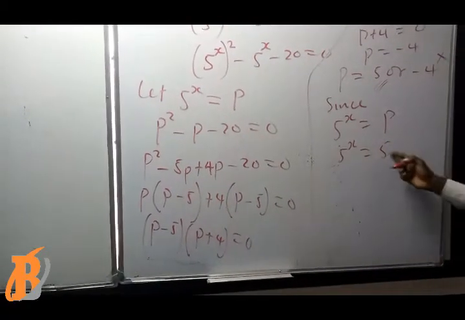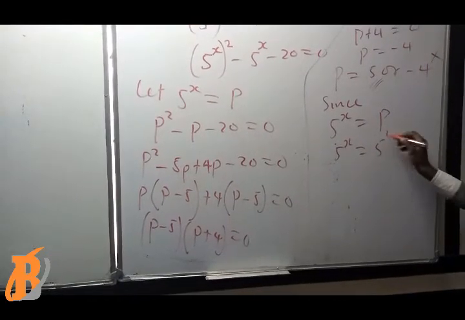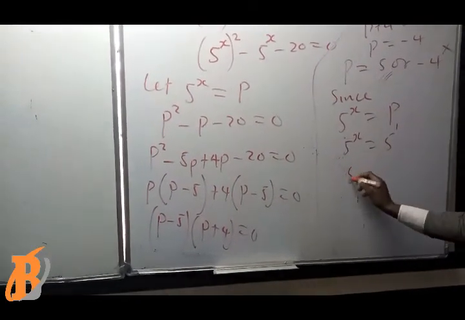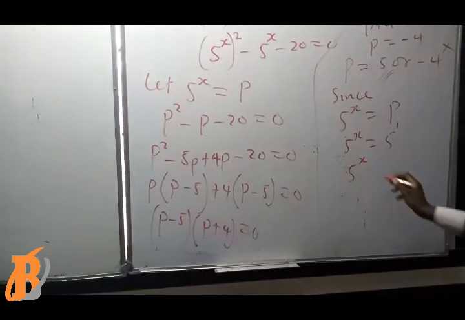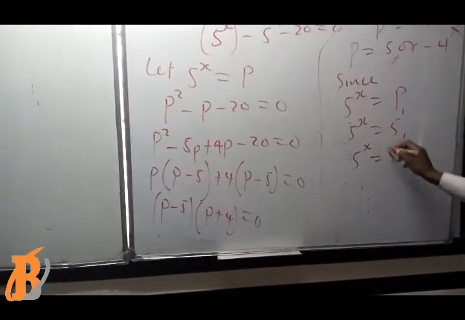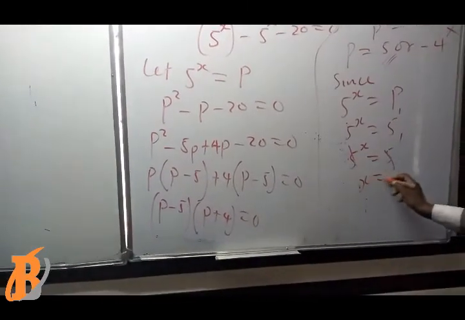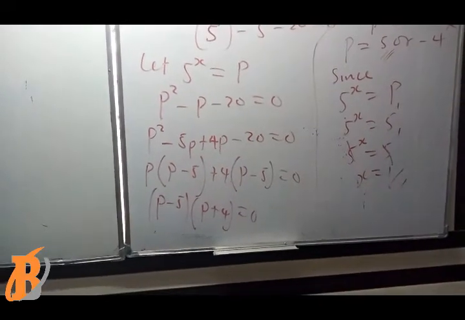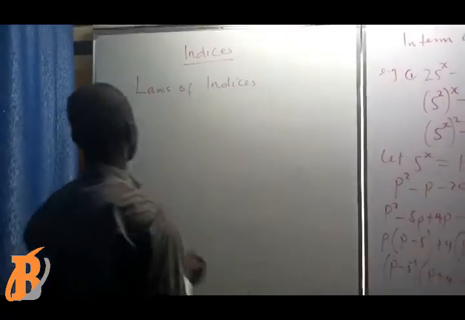Now, how are you going to equate both of them? That means this one is power of 1. That means 5 raised to power x is equal to 5 raised to power 1. So I'll go with this. X now is equal to 1. That's the answer.